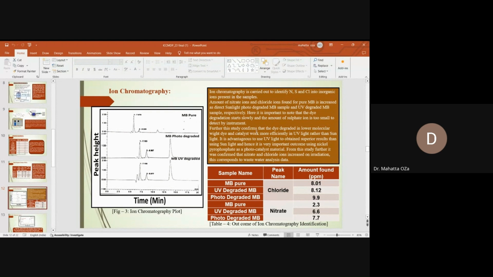So the study confirmed that the dye degraded into lower molecular weight compounds, and the study also confirmed that the nitrate and chloride ions increased on irradiation. These results also correspond to the wastewater analysis data.